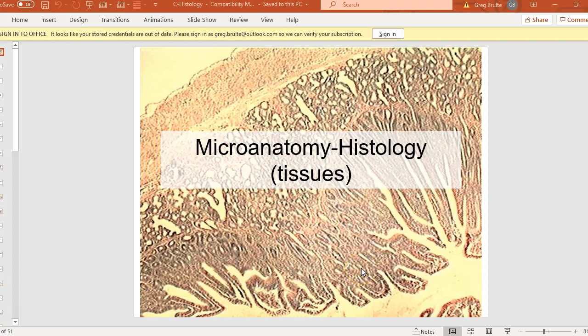Okay, so this is PowerPoint C, and I'll probably divide this up into at least 2 30-minute lectures. So this is histology.